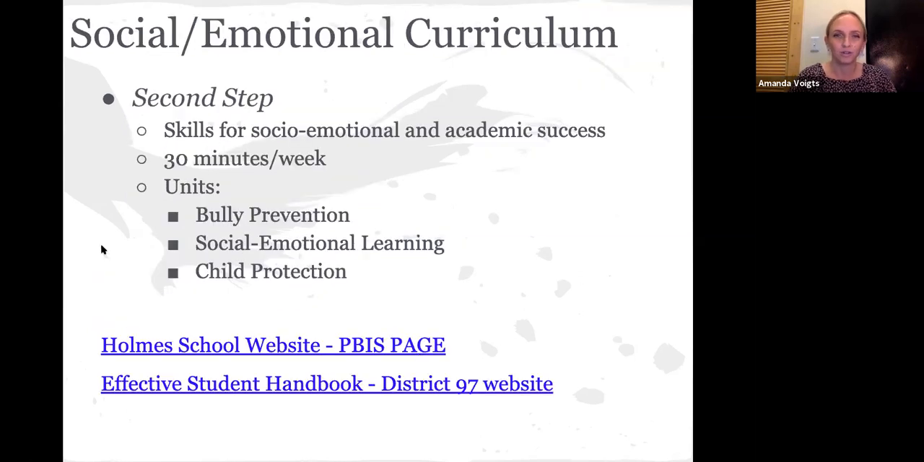Our social emotional curriculum, which you heard about in our kickoff meeting, is Second Step. There's a different curriculum for each grade level. 4th grade focuses on various topics such as bully prevention, empathy, advocating for themselves, social emotional learning, and focusing on that whole child, as well as child protection and safety.